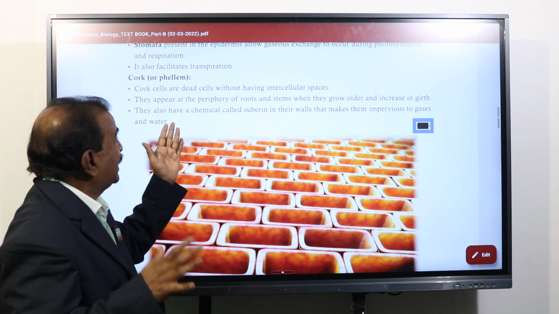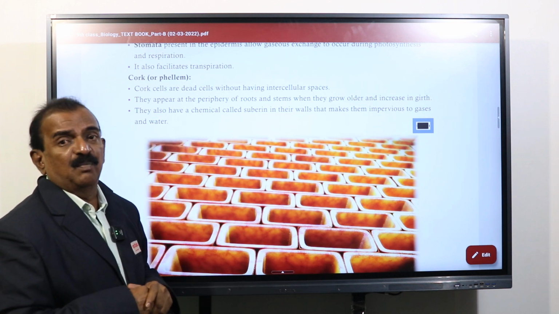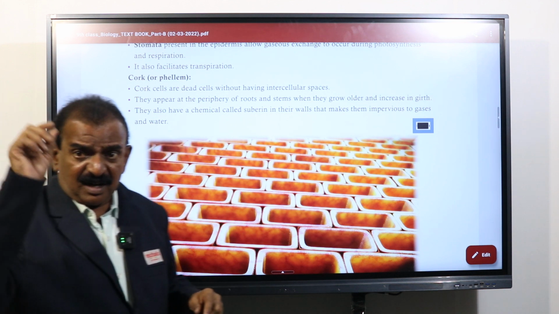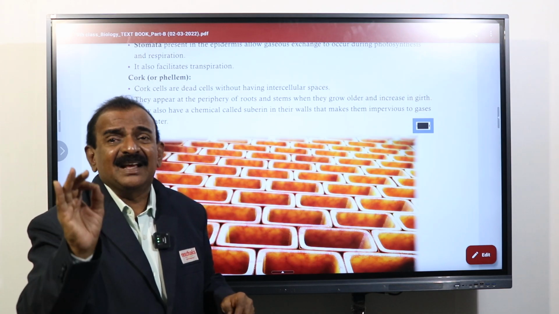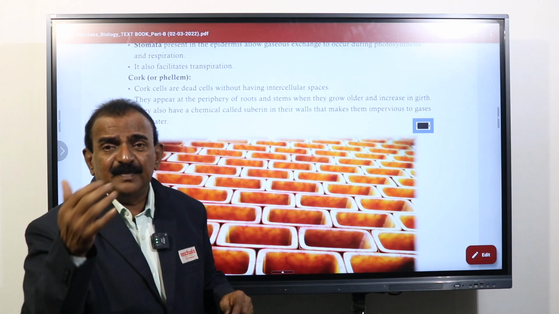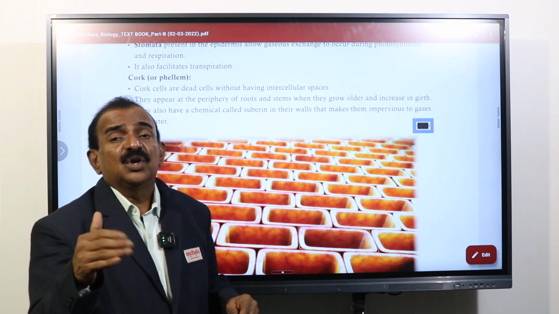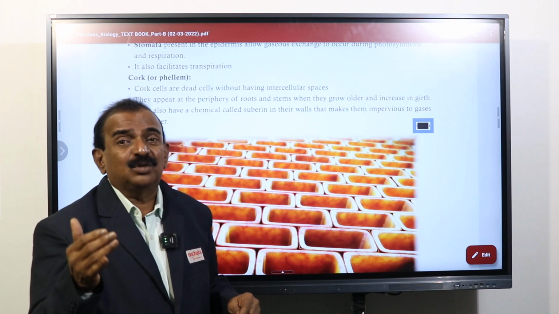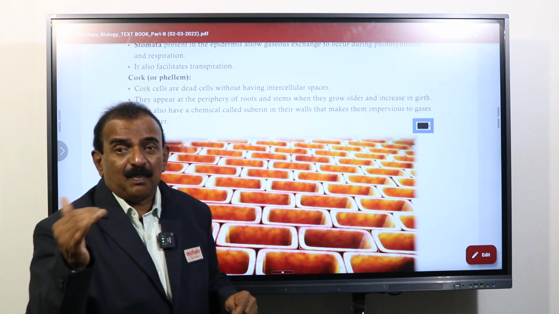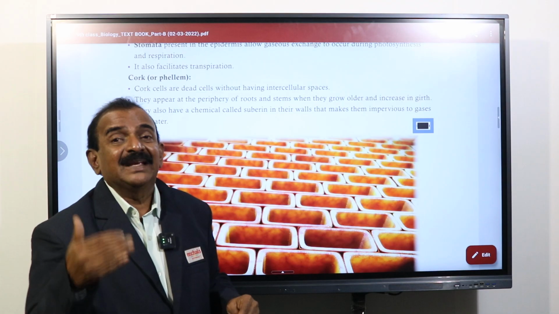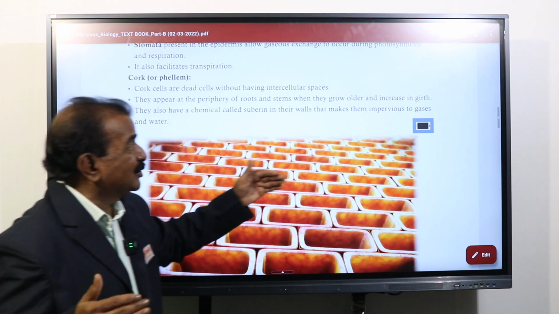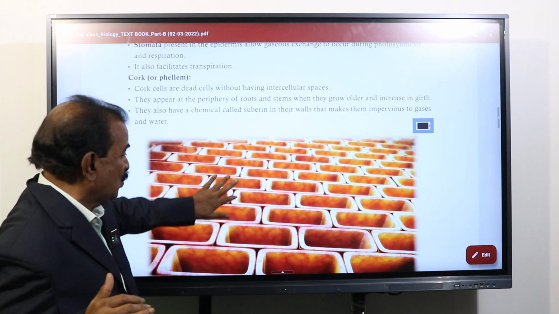Here they also have a compound called suberin. Cork has a chemical called suberin, and it makes the cork shock absorbing. So it also protects the plant from injuries and from infections. It is also impervious to gases and water.